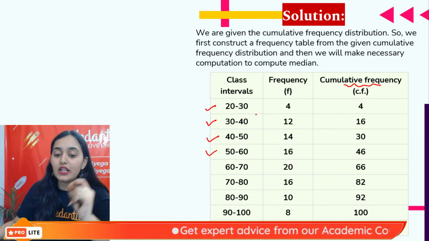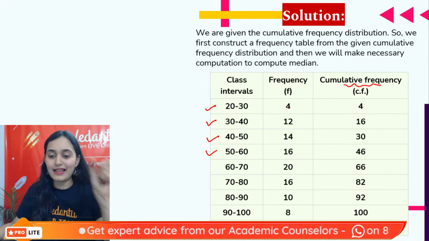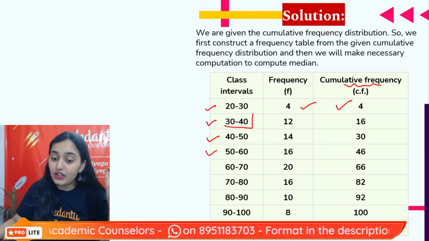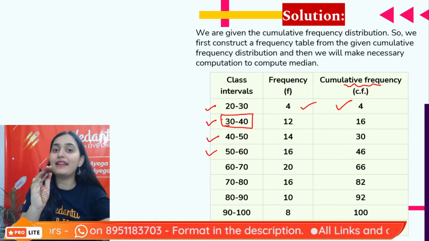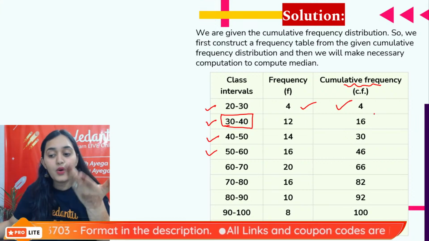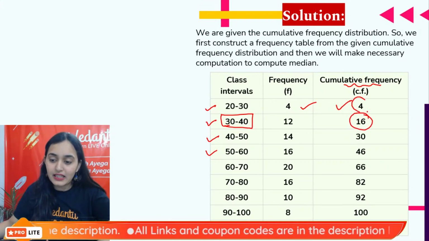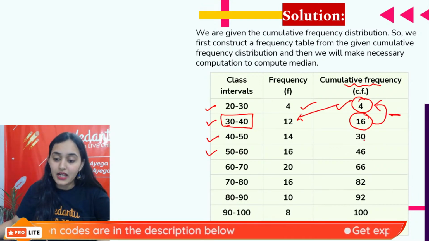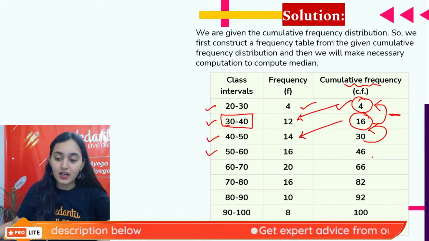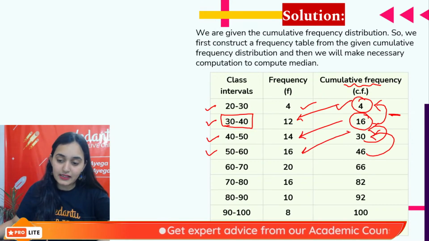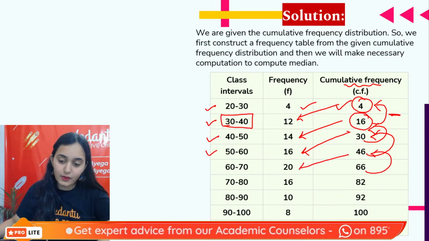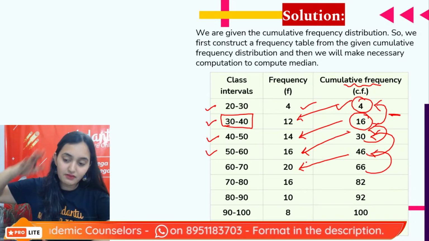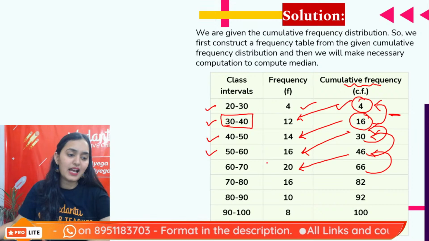Now when you're talking about 20 to 30, 20 to 30 will be less than 30. So cumulative also 4, frequency also 4. 30 to 40 will be less than 40, greater than 30. How will you find it? Very simple. Subtract these two frequencies. So it is 16 minus 4, 12. 30 minus 16, 14. 46 minus 30, 16. 66 minus 46, 20. Like that, you just subtract the cumulative frequencies given above and you will get the frequency of the classes. It is simple, na.